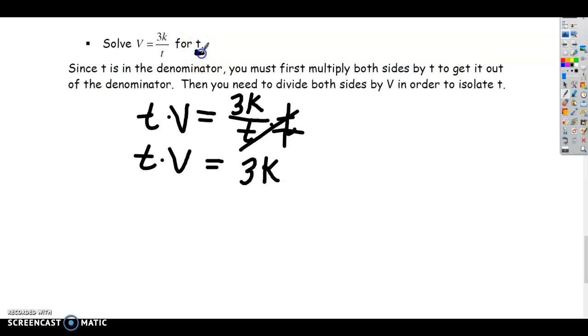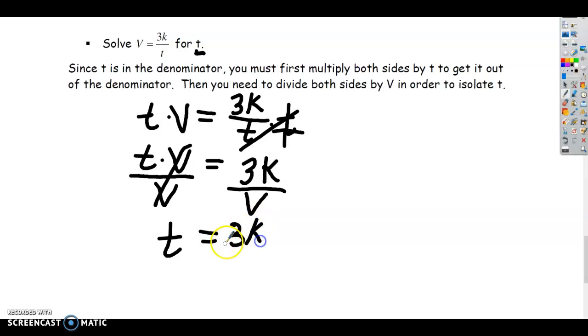Now, we look and we're still solving for t. So now we have to do the opposite of multiplication, which is division. So now we're going to divide by v, which is what we need to move away from t in order to isolate t. So this will cancel, and t equals 3k divided by v.